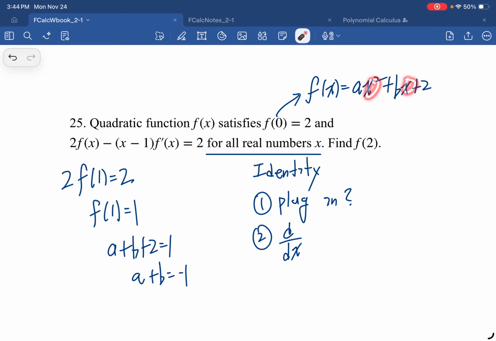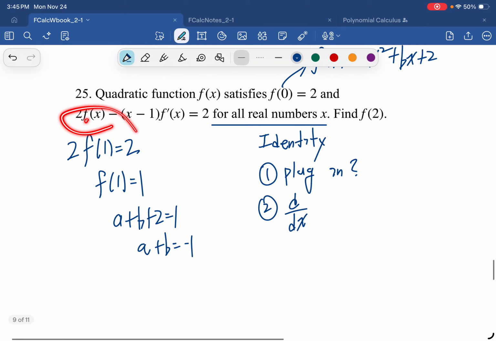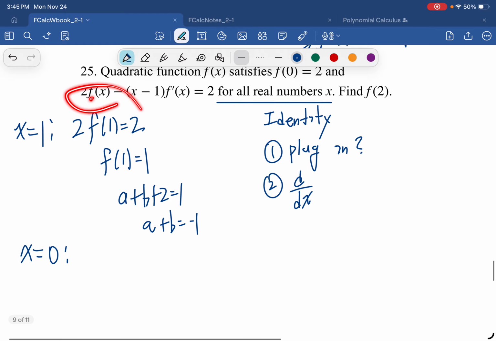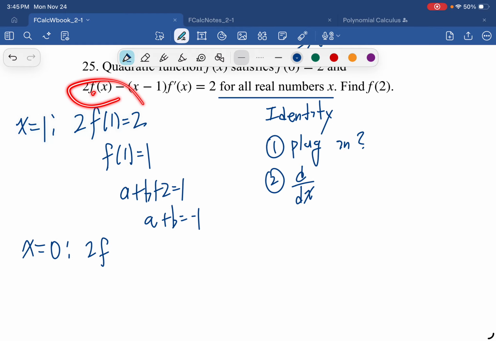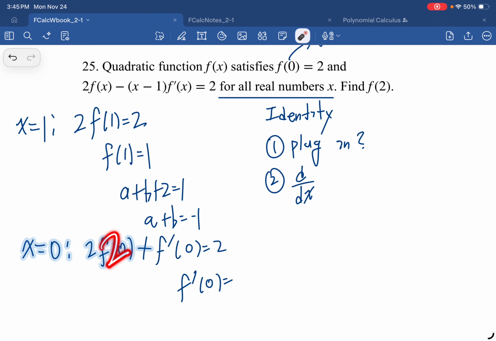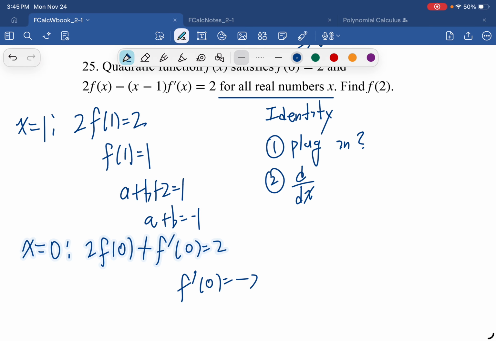We can plug in 0, right? That will give us the constant 2. And I don't think that's too bad of an idea. Right, so let's plug in 0. So this was x equals 1 and x equals 0. 2f of 0 minus 1, so that's plus f prime of 0 equals 2. f of 0 equals 2, so 2 times 2 is 4. And f prime of 0 should equal negative 2.